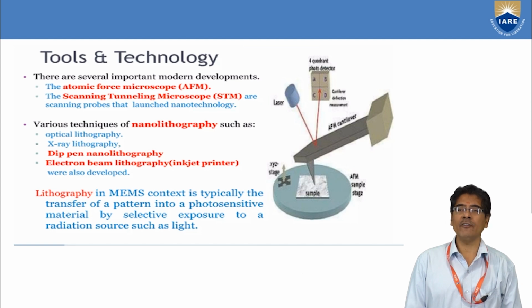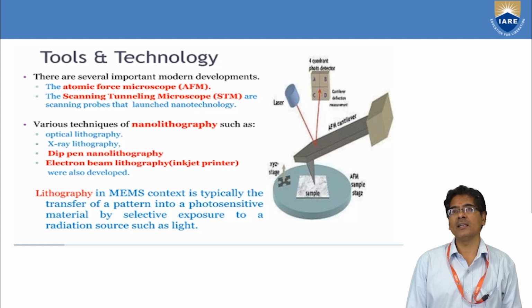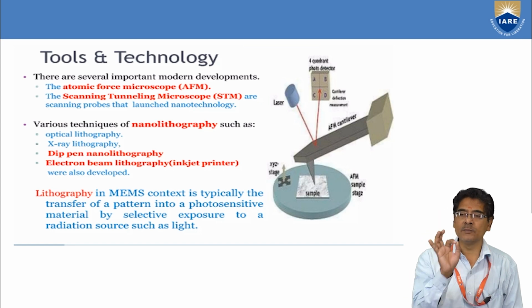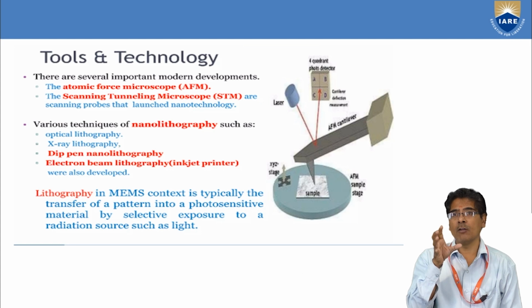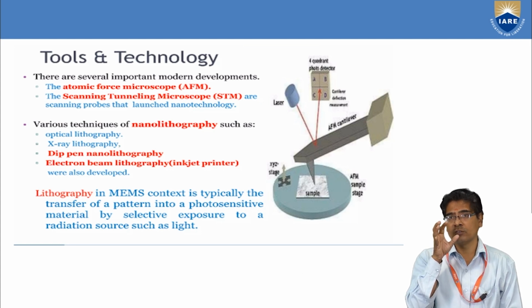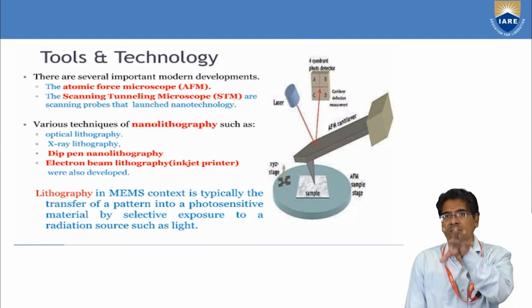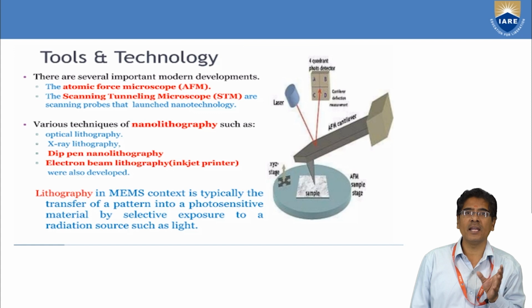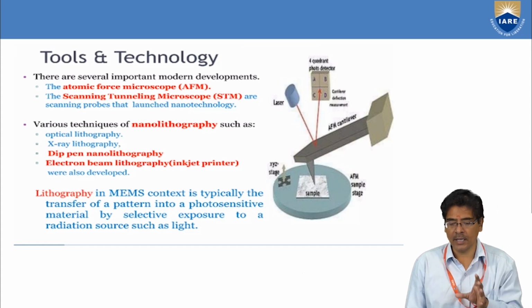The first one is the AFM, that is atomic force microscopy, and the other is the STM, that is scanning tunneling microscopy. Scanning tunneling microscopy is the first fundamental microscopy which was invented to see the structure of a nanoparticle. The scanning tunneling microscopy, STM, are the scanning probes that launched nanotechnology.